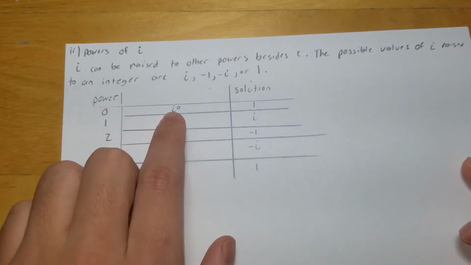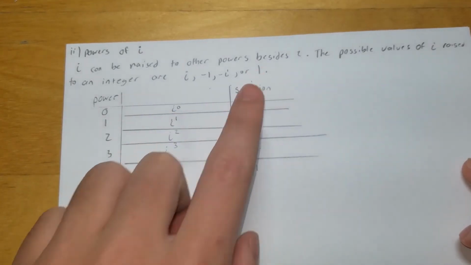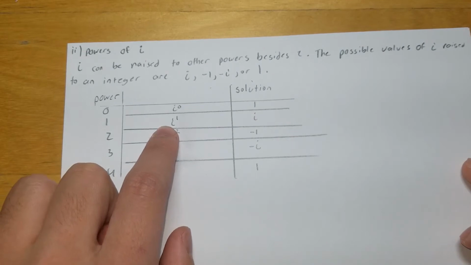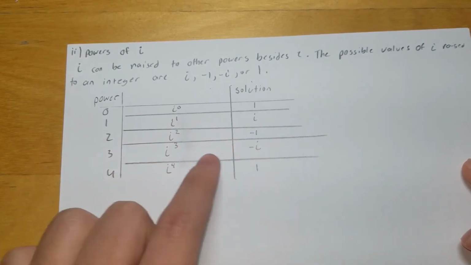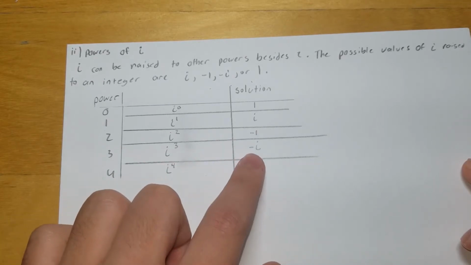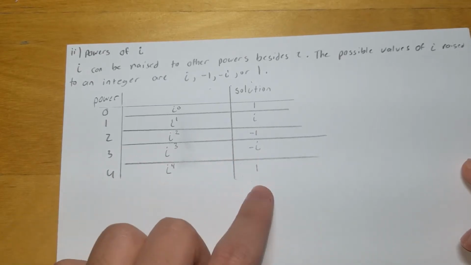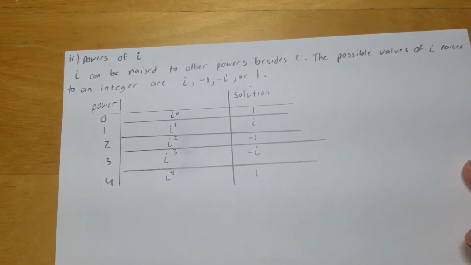So i to the 0 is 1. i to the 1 power is i. i to the second power is -1. i to the third power is -i. i to the fourth power is just 1. Very simple.